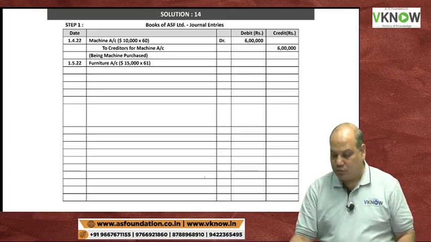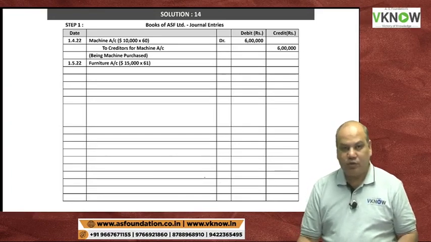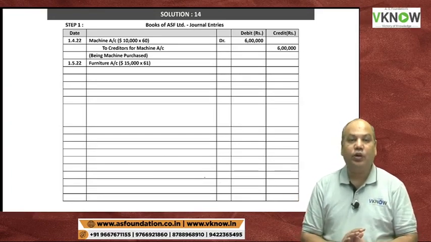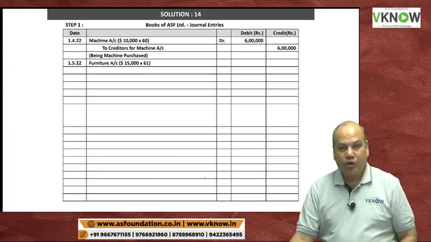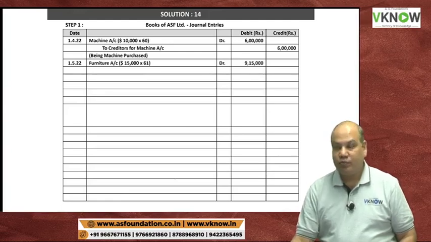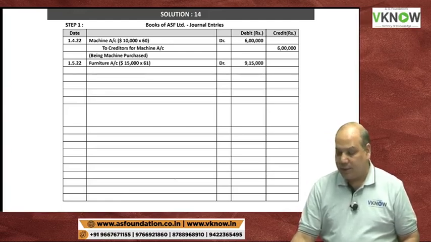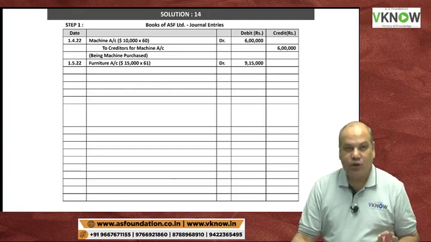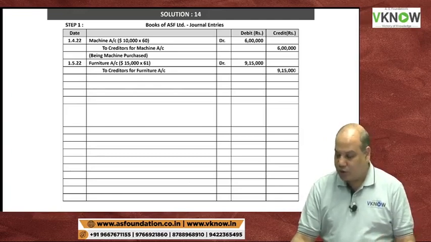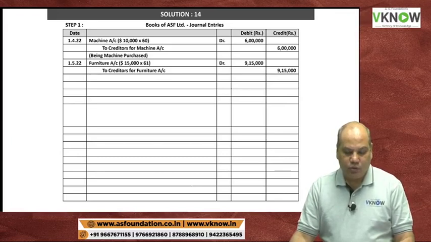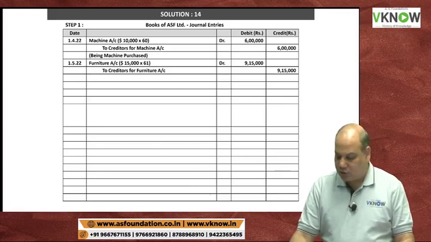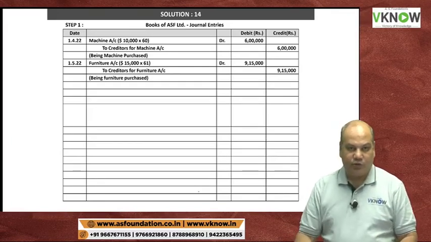1-5-2022, furniture account debit. Again, we purchased the furniture on 1-5-2022, $15,000, and on that day, the rate was 61. Kindly multiply 15,000 × 61, 9,15,000, to creditor for furniture account, 9,15,000.